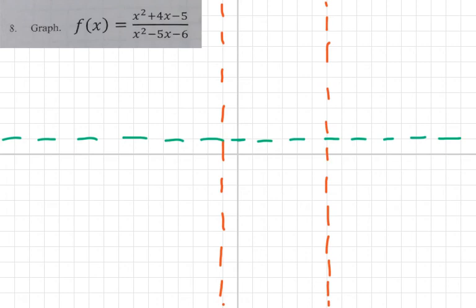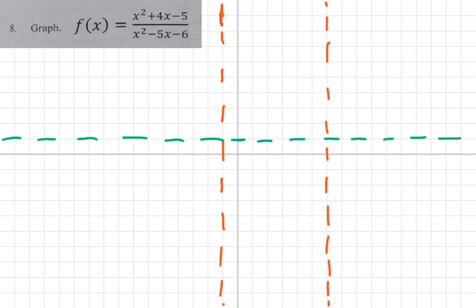Okay, so now we're going to graph this rational function. I've already drawn in the vertical asymptotes. This first one right here is at x equals -1. This one right here is at x equals 6. Then I drew the horizontal asymptote in green. We found that that was y equals 1.